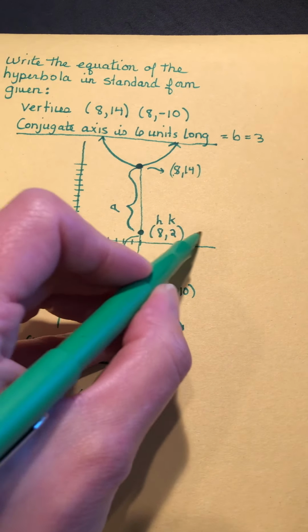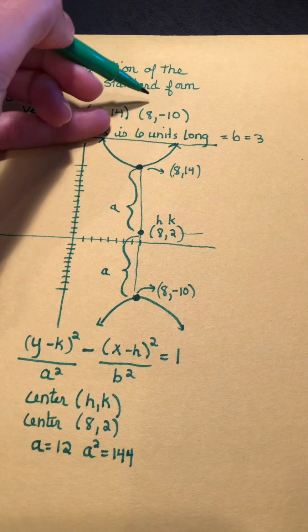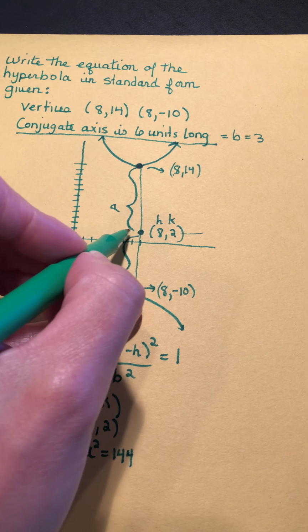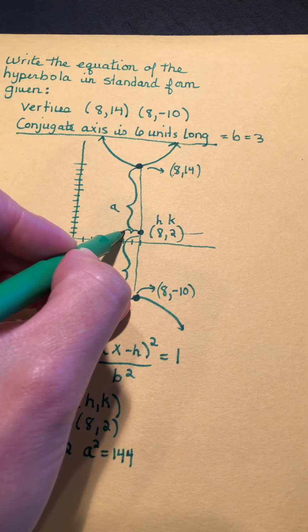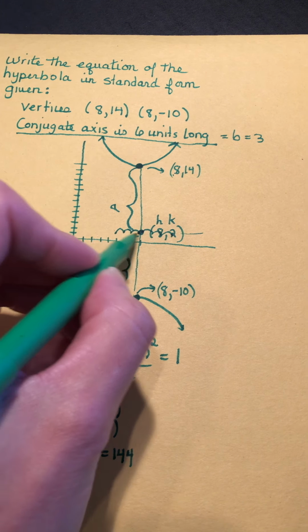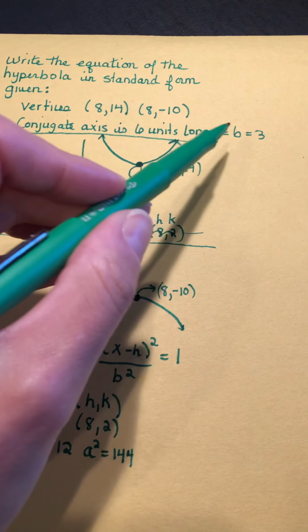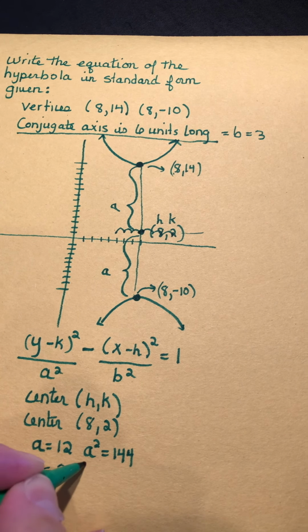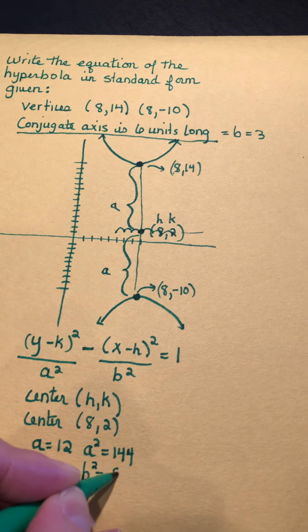The conjugate axis is going to go this way. Remember, the transverse axis would go through the parabolas. So 6 units means I would have 1, 2, 3 on that side and 1, 2, 3 on this side. That's my clue for the conjugate axis. If b is equal to 3, then I know that b squared is equal to 9.